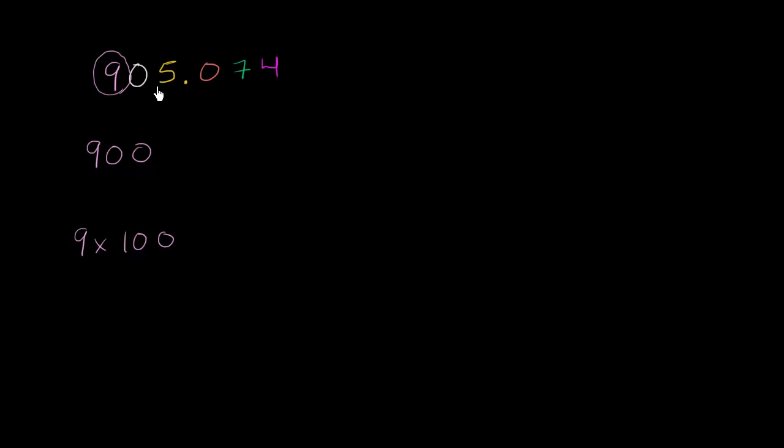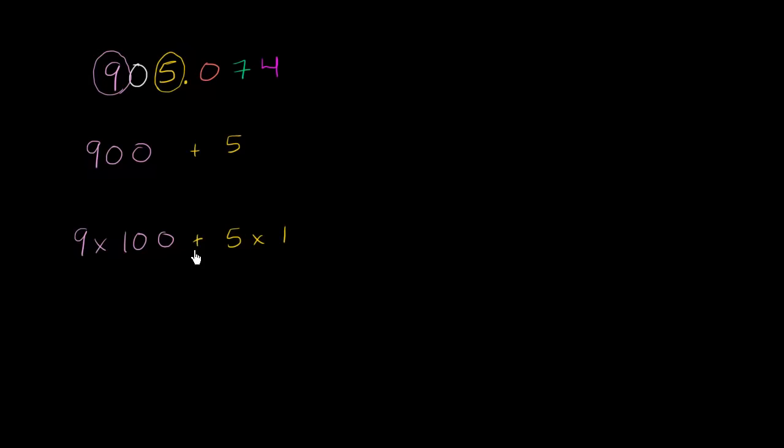Now we have this 5. This 5 is in the ones place. It literally represents 5 ones, or you could just say it represents 5. Now if we wanted to write it as 5 ones, we could say that's going to be 5 times 1. So far we've represented 905. 900 plus 5, or 9 times 100 plus 5 times 1.